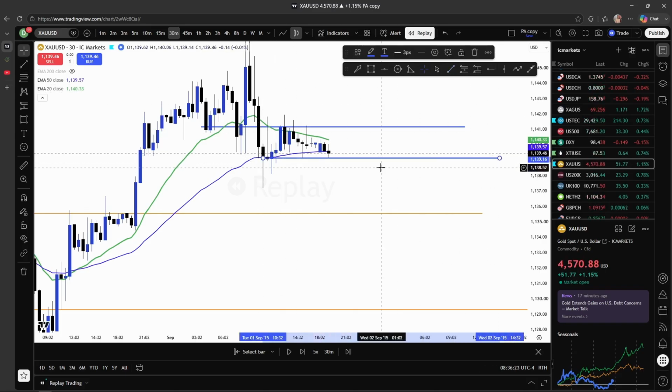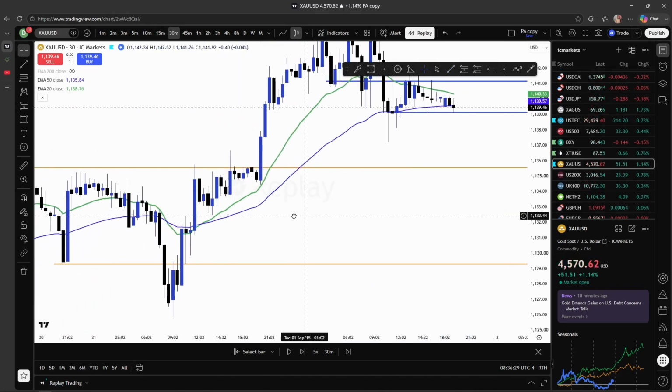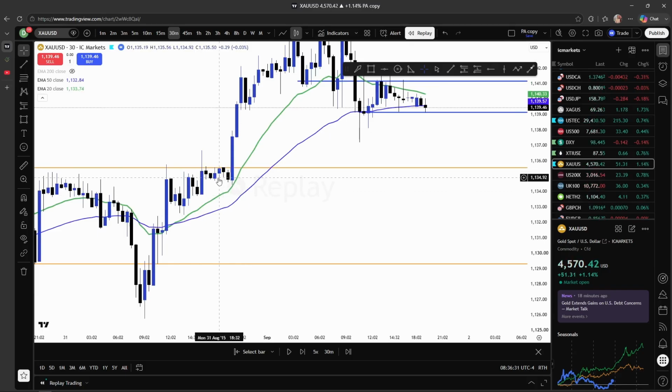Now I trade break and retest, and I focus more on the current market position and not really this long term. Now this is an old level. So this level was formed on the 31st of August. And then this one here, we are currently on the 1st of September.